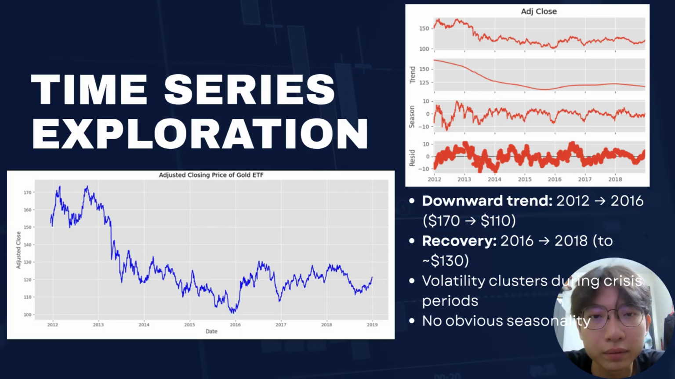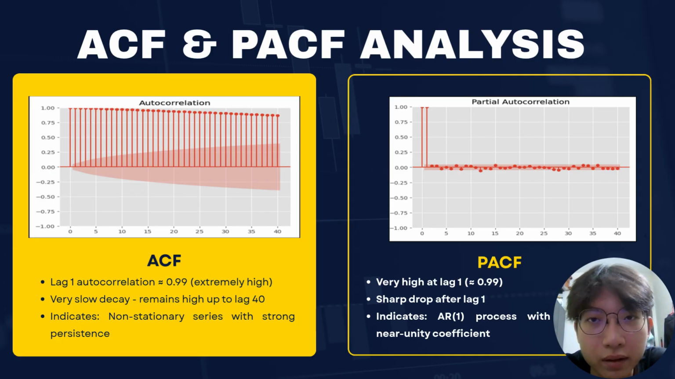ACF and PACF analysis. For the autocorrelation function, we saw that the lag 1 autocorrelation is extremely high, at about 0.99, and it decays very slowly all the way to lag 14. This confirms the series is not stationary, with strong persistence. For the partial autocorrelation function, we also saw a very high value at lag 1, but then a sharp drop afterward. This suggests an AR(1) process, which is consistent with random walk behavior.